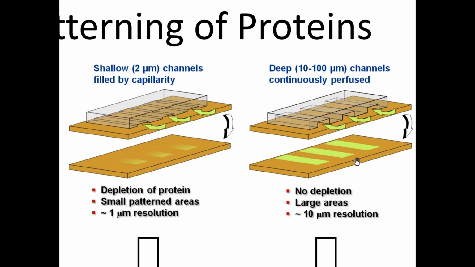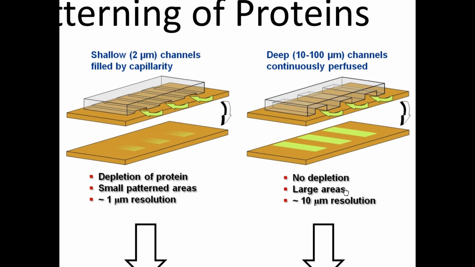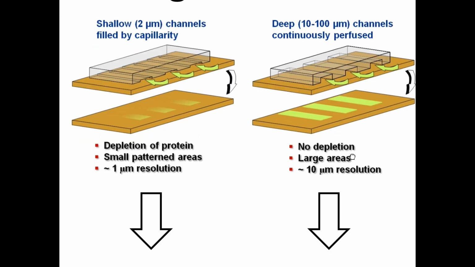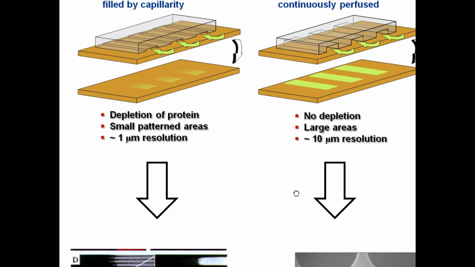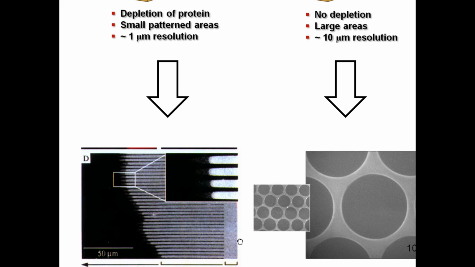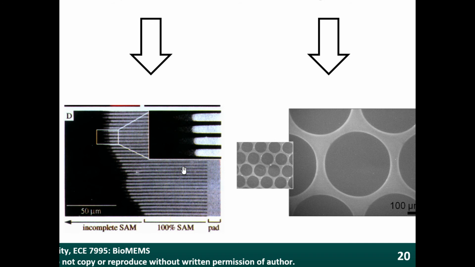By contrast, if you have a channel that is continuously perfused, you have a pump going in there, so there's a fixed flow rate going through the channel for a longer period of time, then you get even patterning of proteins. So these are some examples of that, where they're trying to pattern a self-assembled monolayer using microfluidic patterning.